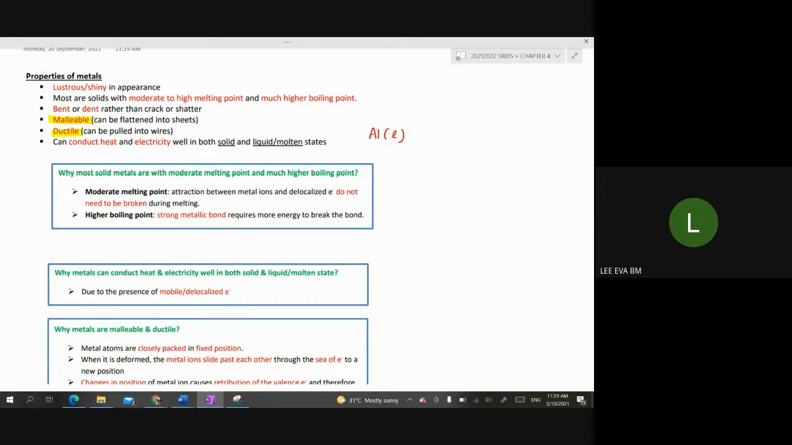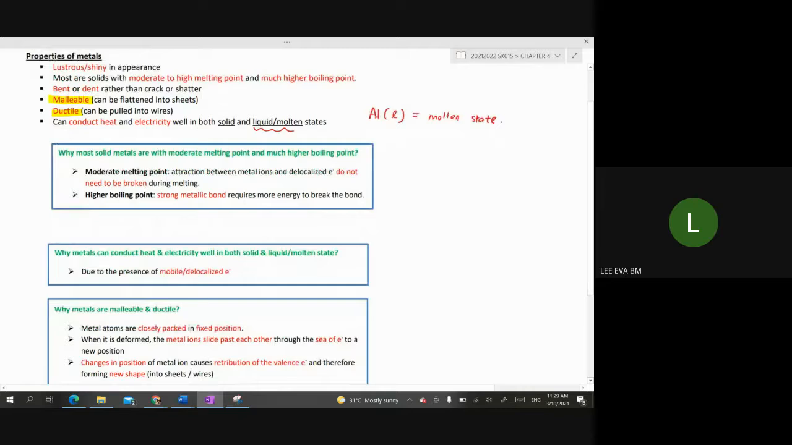Liquid maksudnya molten lah, dekat sini boleh highlight kan. Bukan liquid maksudnya dia cair, tapi cair dia masih attached lagi. The atoms of metal are still attached together. So molten is more easy to understand. So this one refers to molten state. Okay, so boleh catat liquid, molten is the same thing.